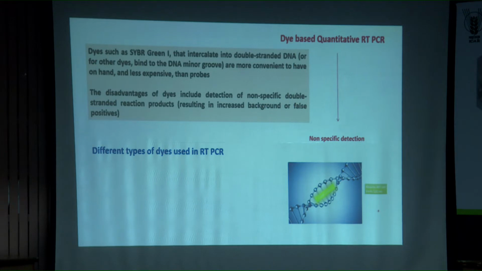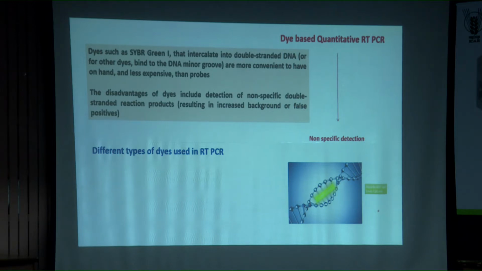So this property is exploited in qPCR, right? It is more convenient to have on hand and less expensive than probes. Remember, the dye-based ones are relatively cheaper. Maybe once you listen to the probe-based one, then you will understand why it is cheaper. Of course, the disadvantage which I already told, it does not recognize what is getting amplified. Whether target or non-target, it's going to bind with the minor groove. So there may be a possibility of the so-called false positives, right?